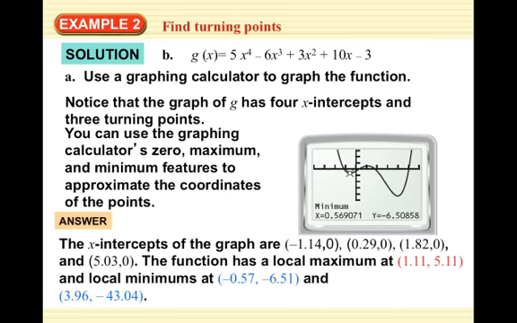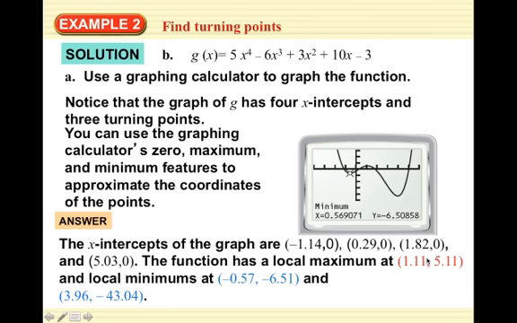The x-intercepts of the graph are negative 1.140, 0.290, 1.820, and 5.030. The function has a local maximum at 1.11, 5.11.